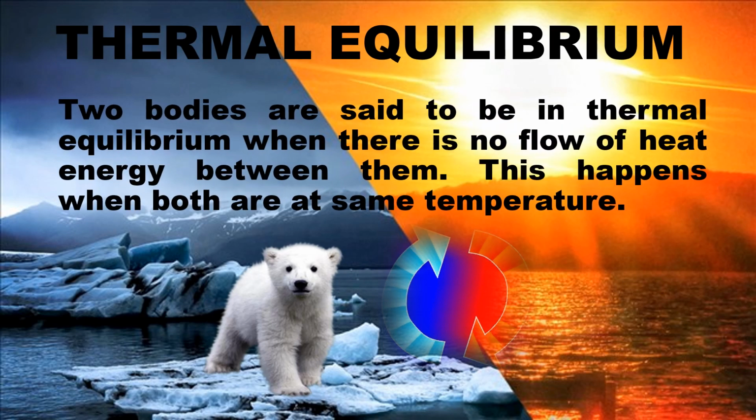This discussion now leads us to the next terminology and concept, thermal equilibrium. Two bodies are said to be in thermal equilibrium when there is no flow of heat energy between them. This happens when both are at the same temperature. Students, as we saw earlier, both blocks ultimately acquired the same temperature where no heat flow occurs after that. This happened due to thermal equilibrium.